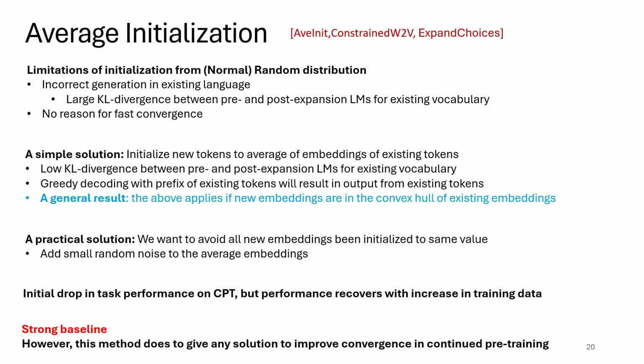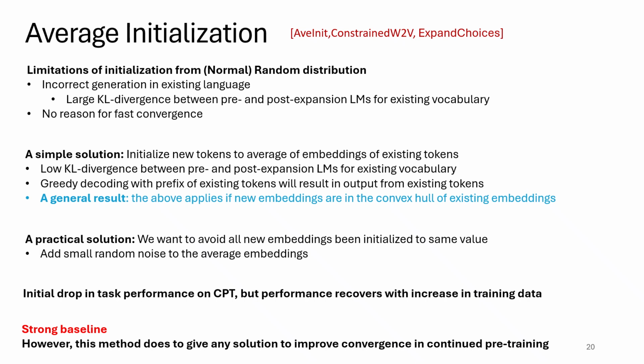So random initialization can do incorrect generation for existing language also, and therefore you might need a lot of continued pre-training to get back to the older performance. So what you can do is initialize the new tokens as the average of embeddings of existing tokens. What this results in is a low KL divergence between the pre and post expansion LMs for the existing vocabulary. And in fact, you can show a stronger result that greedy decoding with the prefix of existing tokens will result in exactly the same output from the existing tokens.